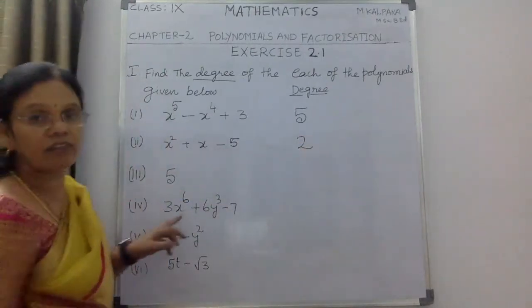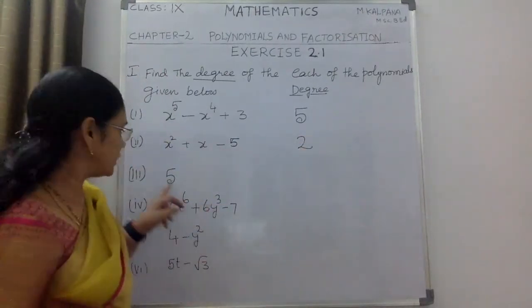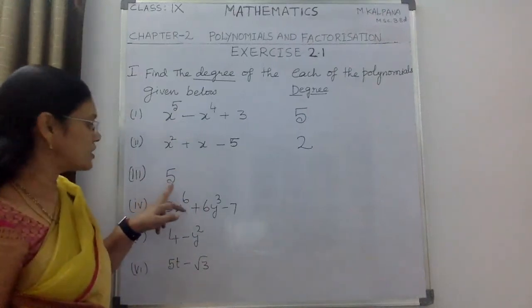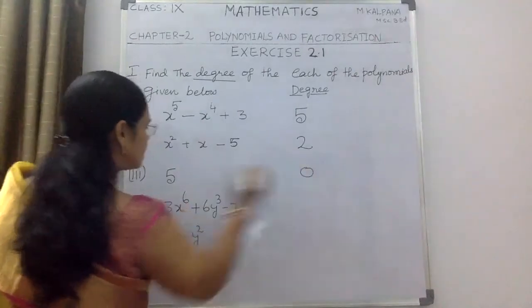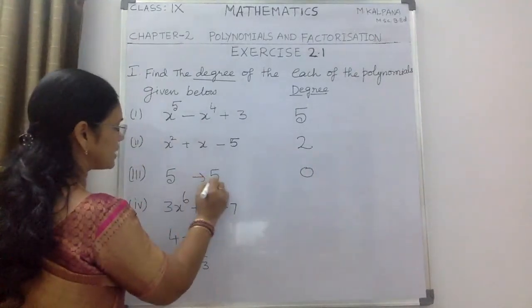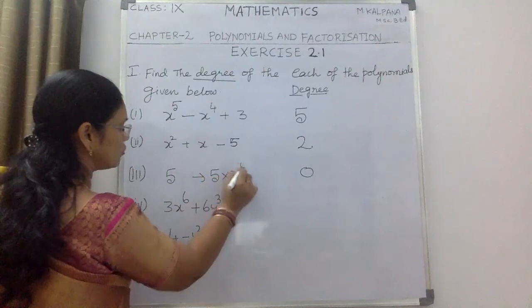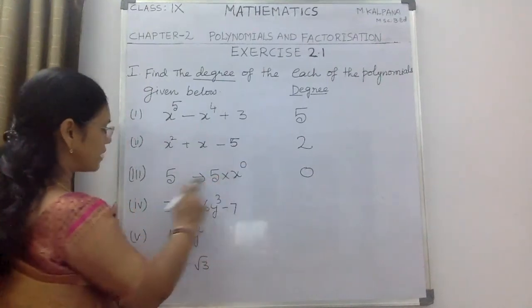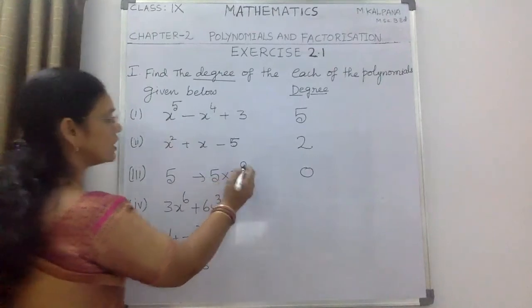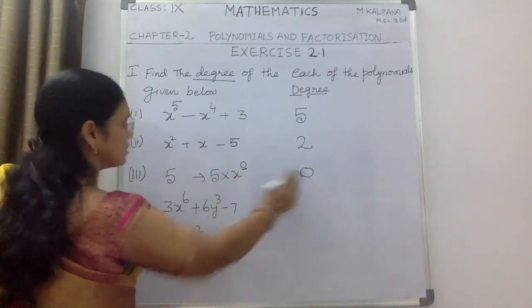Now as we have discussed earlier so many times, degree of any constant polynomial is 0. Why? Because 5 can be expressed as 5 into x power 0. We know the value of x power 0 is 1. So 5 into 1 becomes 5 only. So here the degree is 0.